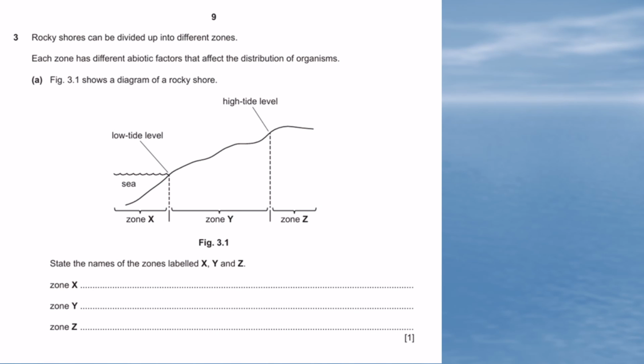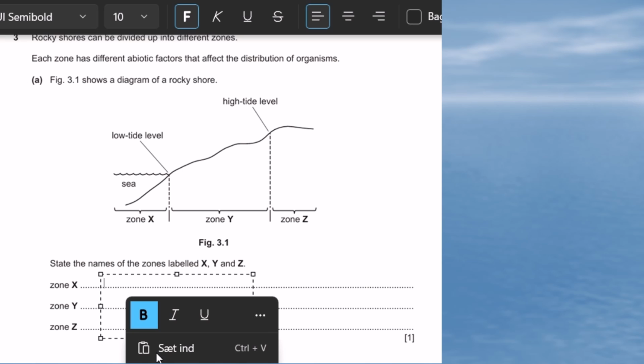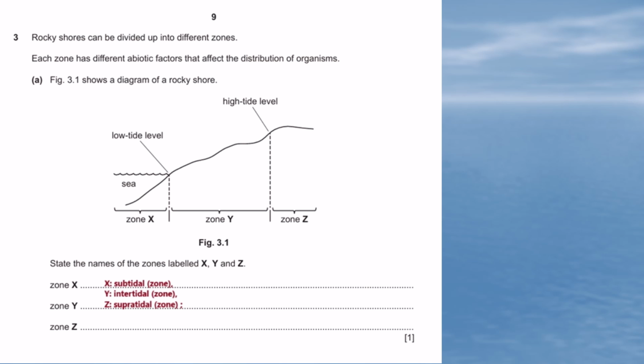So here we have a drawing of a zonation of our rocky zones here, and we are asked to name them. And in this case here, our X is a subtidal zone. That's a zone that's covered by water all the time. Then we have here from low tide to high tide, that's our intertidal zone. And then up here above the high tide, we have our supratidal zone, or our splash zone.